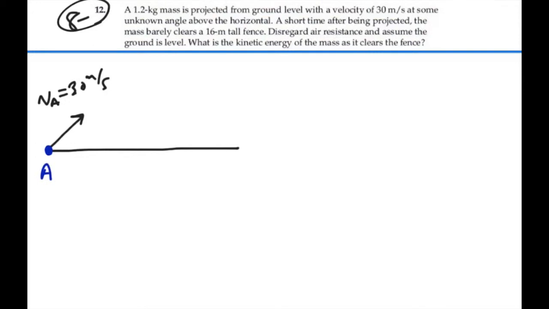Alright, this is actually the best kind of problem to do with energy. If we have a projectile and its velocity at point A is 30 meters per second, so we are going to define our first point as point A, and then it proceeds through the air and then clears a fence. Height of the fence is 16 meters. So we'll say that that is point B when the projectile makes it to the fence.